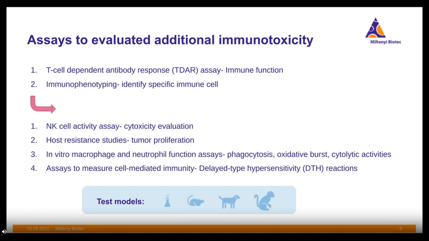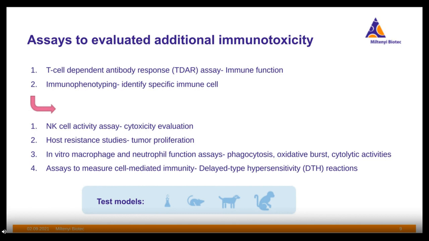Additional immunotoxicity studies typically consist of repeated dose effect, at least 4 weeks. The most common assay that is considered as the first line of assay is known as T-cell dependent antibody response, that is TDAR assay. And this assay can assess the global immune function. Commonly used assay here is anti-KLH antibody response, which is measured by ELISA, typically done in rodent model.